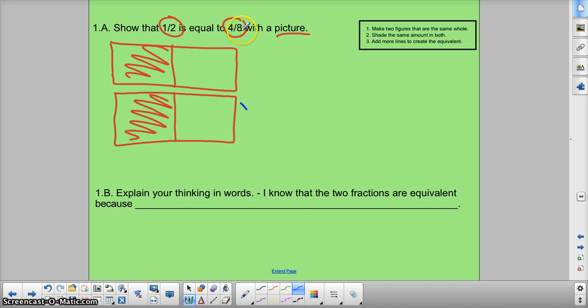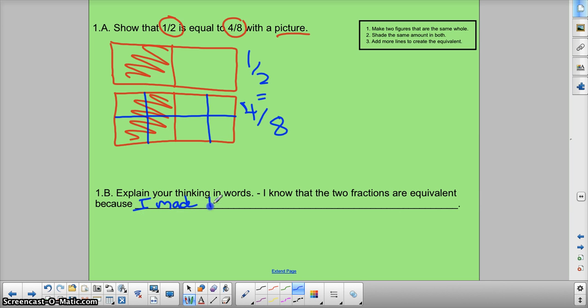Now I'm going to split the second one into 4/8. I'm going to make more partitions, more divisions, so it has eighths. Right now it has 1/2. That's 2/4. We'll split it again. Every piece is the same size, so now it's 4/8. Okay? So here we have 1/2 is equal to 4/8.